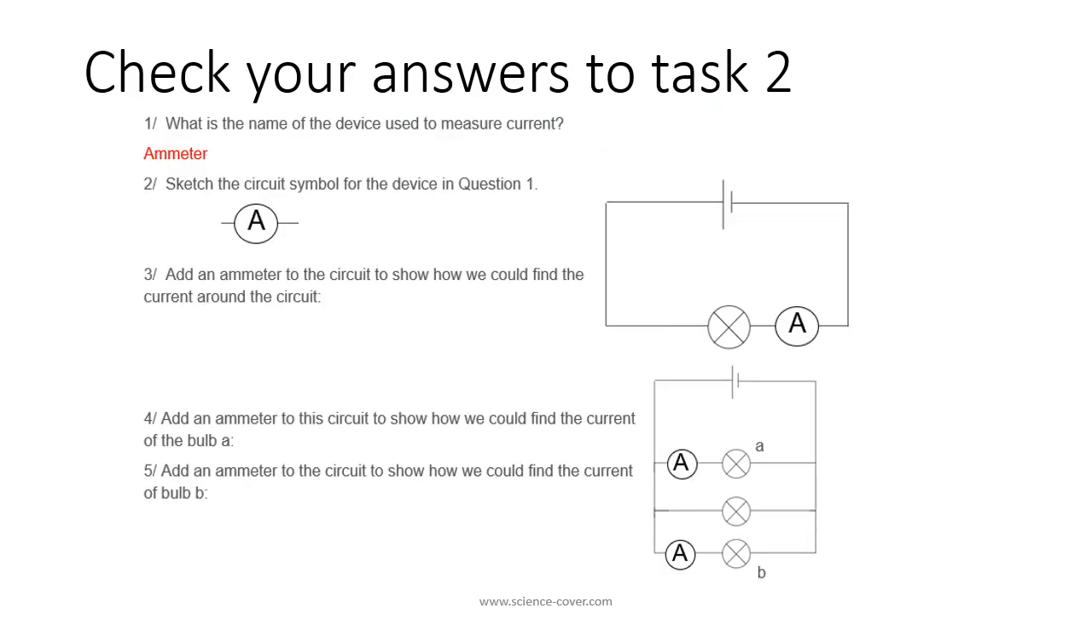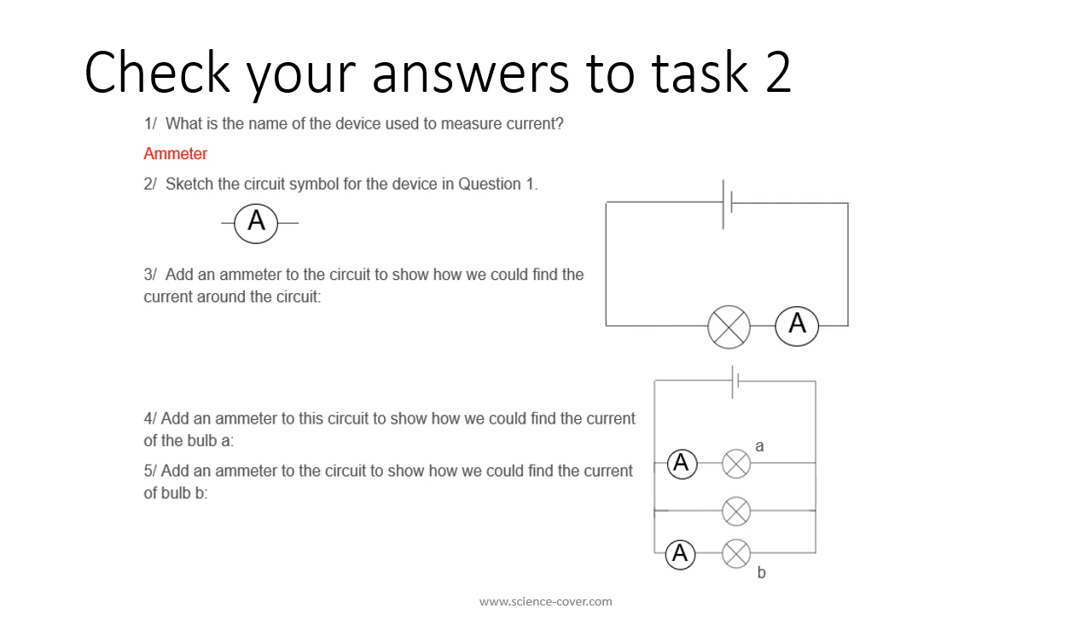Let's check our answers to task 2. What is the name of the device used to measure electric current? It's an ammeter. Sketch the circuit symbol for an ammeter. It's a capital A within a circle. Add an ammeter to the circuit to show how we could find the current around the circuit. Well, you can place the ammeter anywhere in the loop. So I've placed it after the bulb, but you're equally correct if you place it before the bulb.